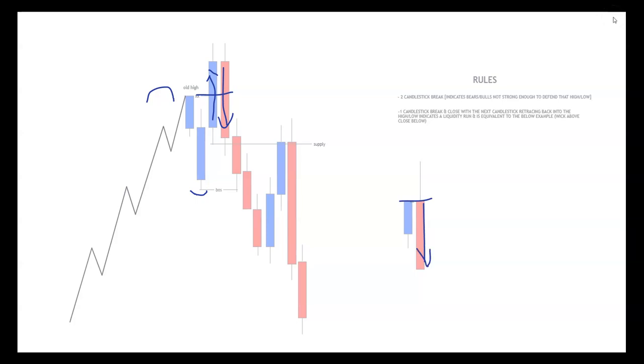So you'll take this information and then you'll use it in the overall grand scheme of things. This information should not be used in isolation and should be used within a trending market, with you having an overall understanding of the market structure and order flow.